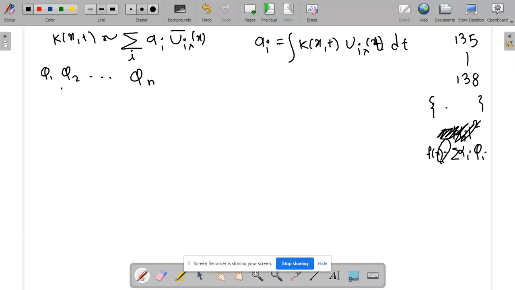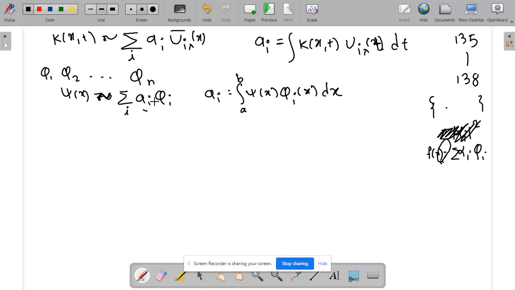Suppose ξi(x) is written in the form summation ai φi, where ai is nothing but the integral from a to b of ξi(x) φi(x) dx. So if ai has this form and ξi(x) is written approximately equal to this summation, then this quantity is nothing but equal to ξi(x).